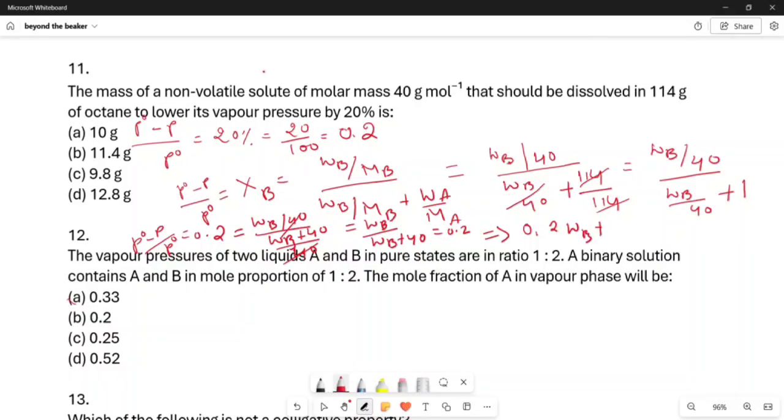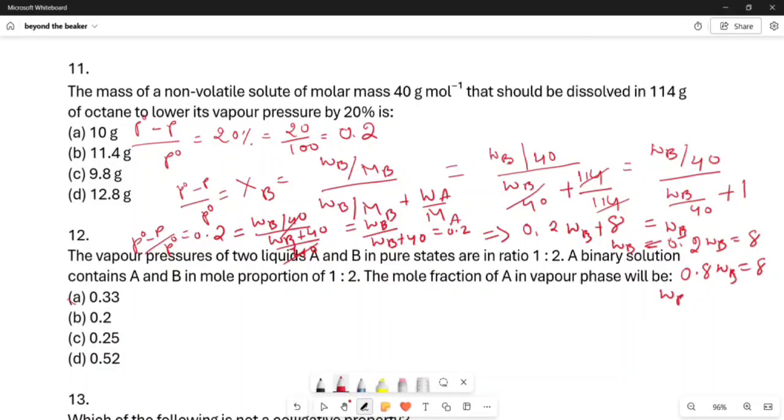If you do cross multiplication, here 0.2 into WB plus 40, 4 2s are 8, is equal to WB. Therefore WB minus 0.2 WB is equal to 8. WB times 1 minus 0.2, 1 minus 0.2 is 0.8, WB is equal to 8.